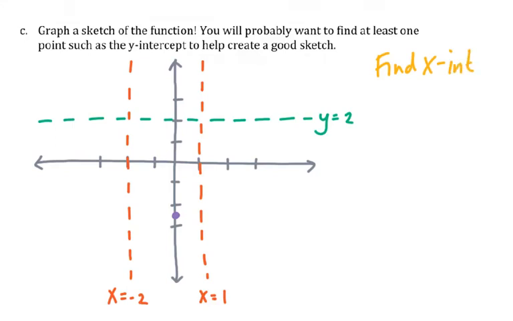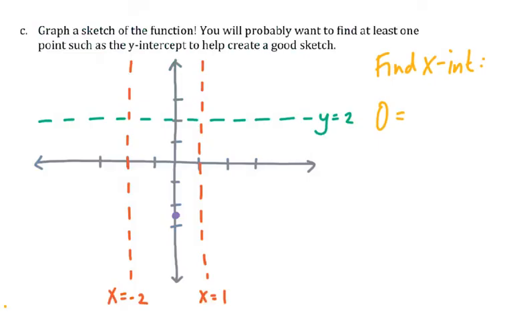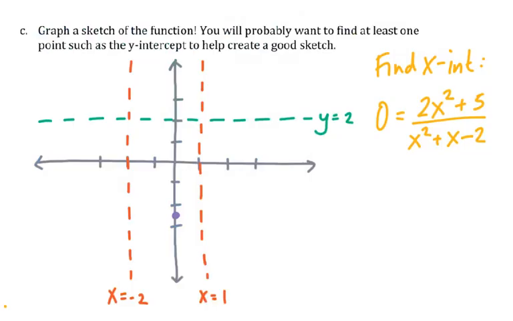So we're going to set the whole function to 0. That whole function, again, is going to be the 2x squared plus 5 over the x squared, I think it was plus x minus 2, double check, looks good. And when you have a fraction set to 0, remember it's actually just the numerator that matters, right? Because 0 in the numerator of a fraction makes the whole fraction 0. So we can neglect the denominator.